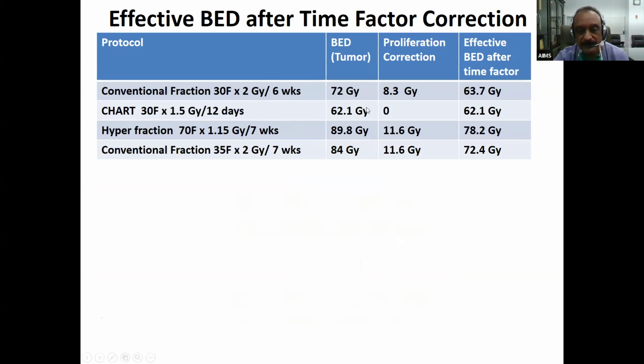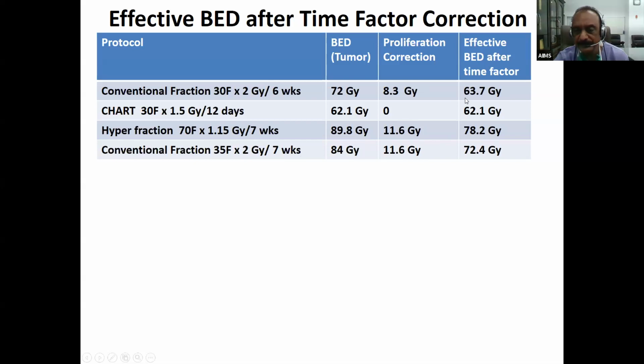For CHART, this is the BED calculated, and since it is finished in 12 days and accelerated repopulation starts after 21 days, there is no dose of radiation which goes waste. So it remains the same. For hyperfractionation, 7 weeks, this is the BED, but in 7 weeks' time, this dose goes waste. So effective BED is this. For conventional fractionation, 7 weeks' time, this is the BED, but this goes waste. So this is the effective BED.